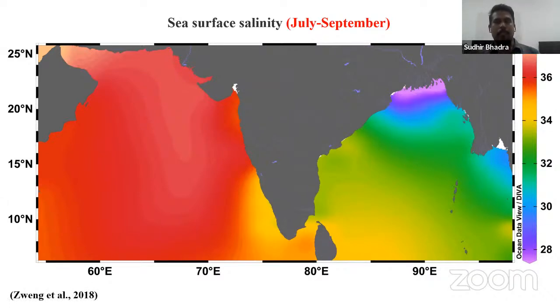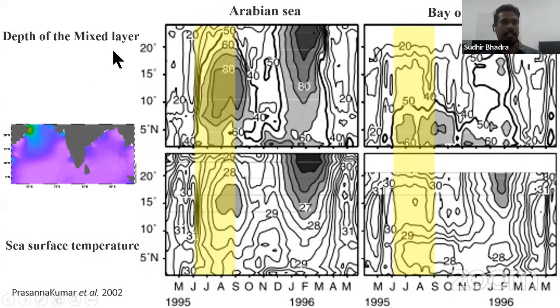So if the freshwater influx is affecting salinity, what else is it affecting? It also affects the depth of the mixed layer and the sea surface temperature. This picture is just for representation purposes. This one is by Prasanna Kumar et al. 2002, and we see that between the Arabian Sea and Bay of Bengal, the mixed layer depth varies a lot, whereas the Bay of Bengal mixed layer depth is much lower compared to that of the Arabian Sea. And specifically during the monsoon seasons, I have marked those in light yellow. And the same happens to the sea surface temperature as well.